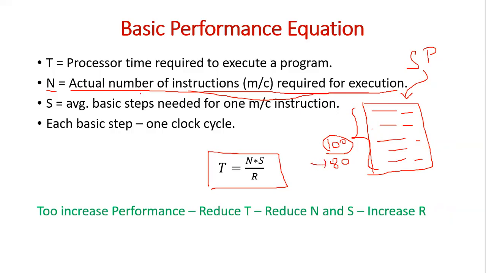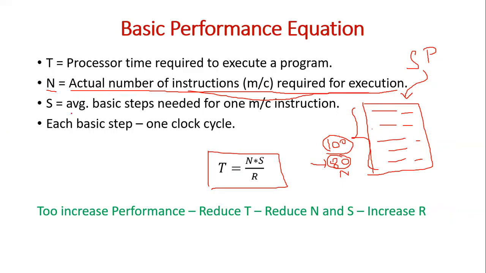So that is what n is. Here n is not 100, n is 80. That is, when you execute this program, how many instructions you are using. The unused instructions we won't count. So that is called n.